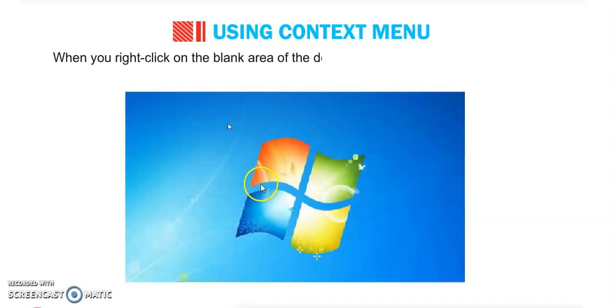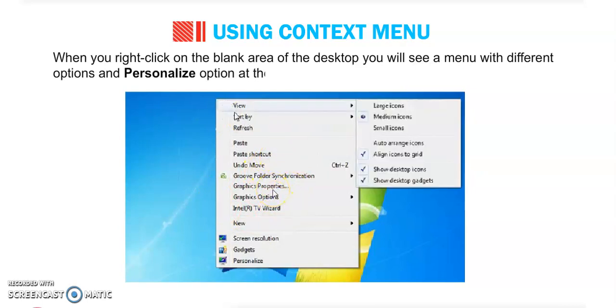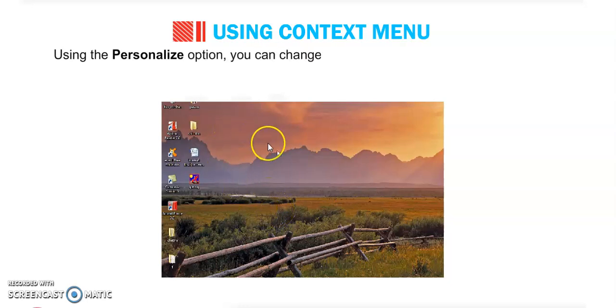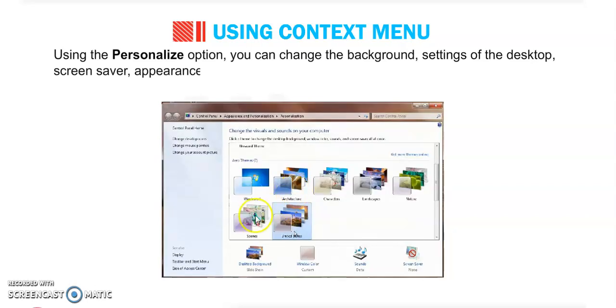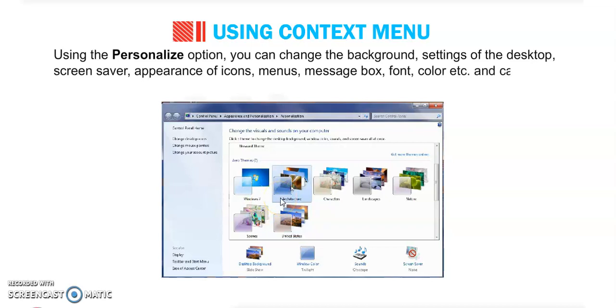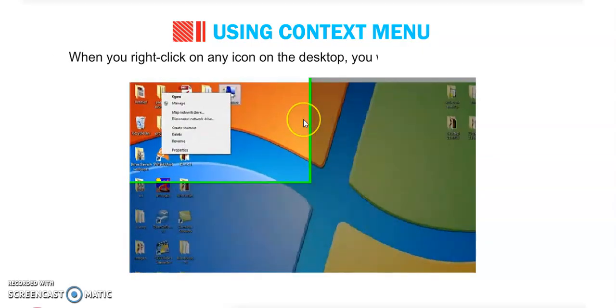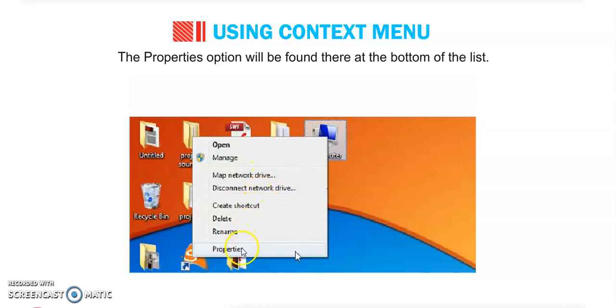When you right click on the blank area of the desktop, you will see a menu with different options. This is the menu, and the Personalize option is at the bottom. Using the Personalize option, you can change the background setting of the desktop. You can change the screensaver, appearance of icons, menus, message boxes, font color, etc., and can also give various visual effects to them. When you right click on any icon on the desktop, you will find different options. The Properties option will be found at the bottom of the list. You can see here.